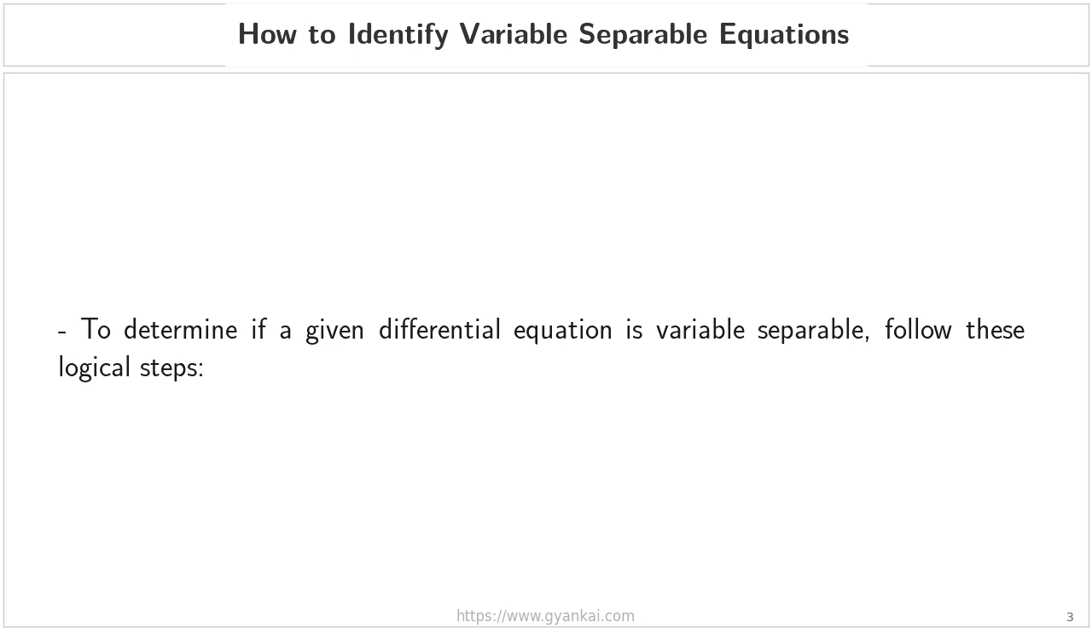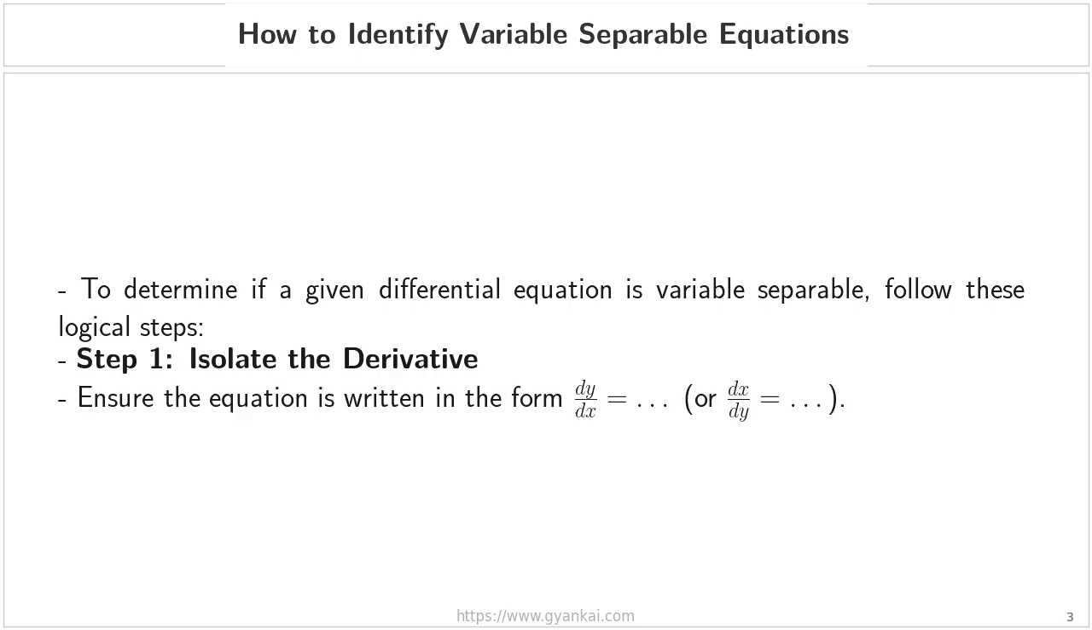Now that we understand the definition of a variable separable equation from the previous slide, let's move on to the practical side. How do you actually identify one when you see it on an exam? I want you to follow a specific, logical 3-step process to avoid any confusion. Step 1 is to isolate the derivative. Before you do any complex analysis, make sure your equation is neatly organized. You want to ensure the equation is written in the form dy by dx equals, or, if you are working with x as the dependent variable, dx by dy equals. Essentially, get that derivative all by itself on one side of the equals sign.